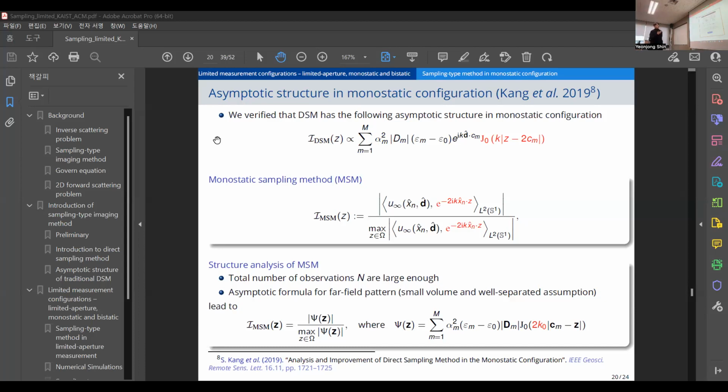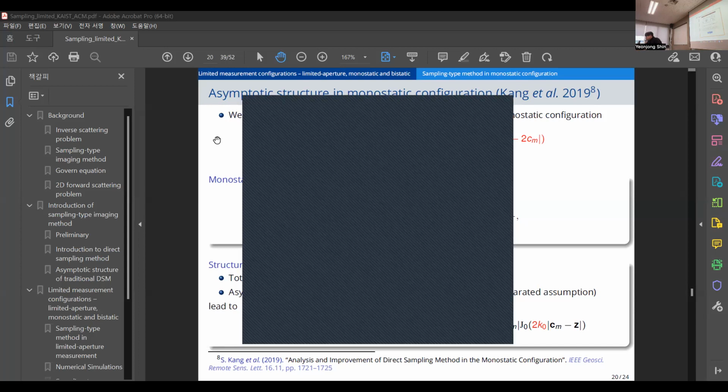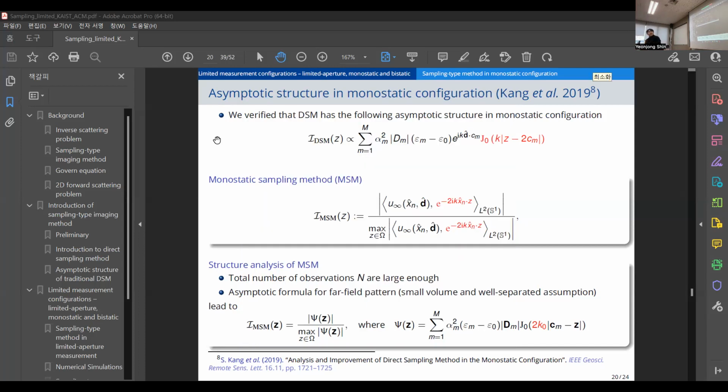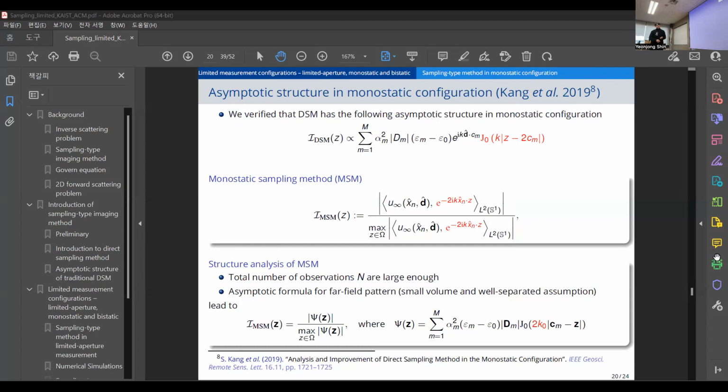The inverse scattering problem can be impossible because I cannot access the, yes. These subjects. This subject. Share the Zoom as well.